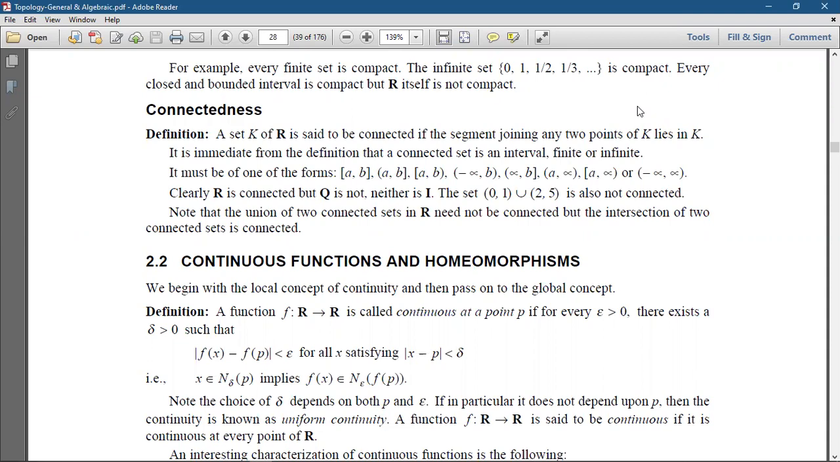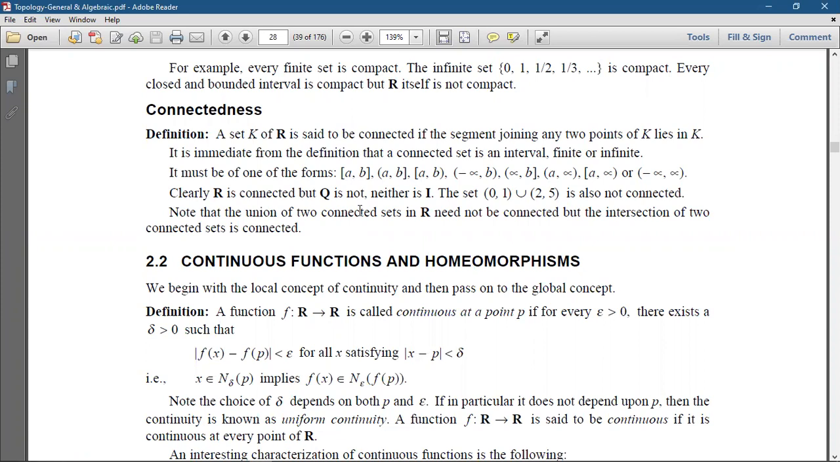That is, a connected set is an interval, finite or infinite. It must be one of the forms: closed interval [a,b], half-open interval (a,b], [a,b), or the interval (minus infinity, b), (minus infinity, b], open interval (a,b), (a, infinity), and so on. Clearly R is connected but Q is not.